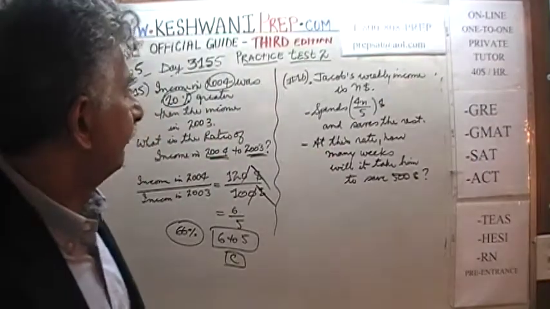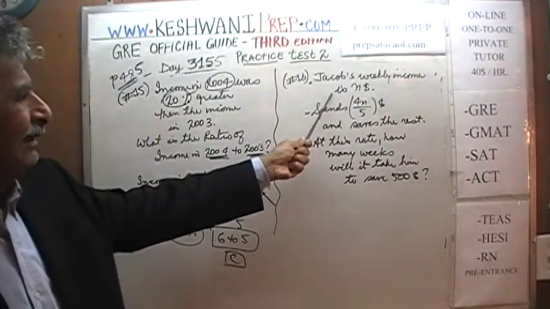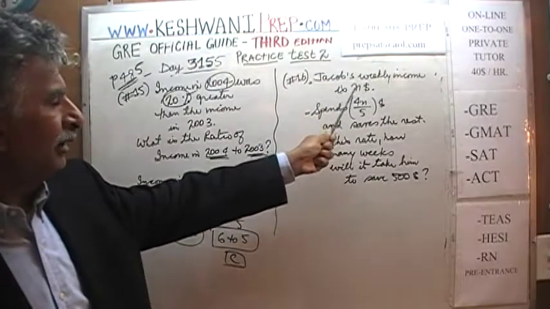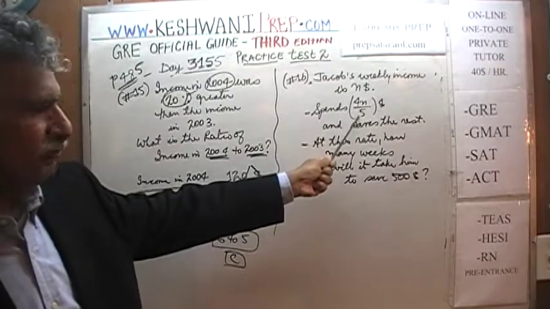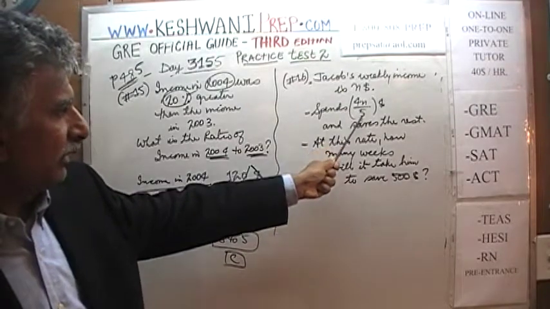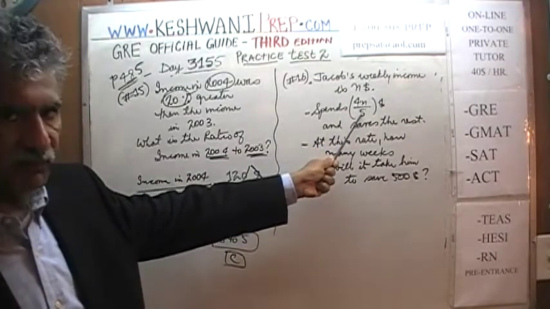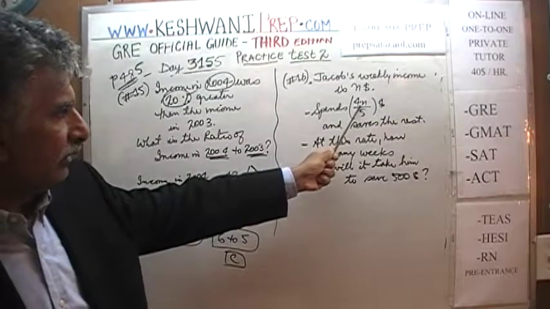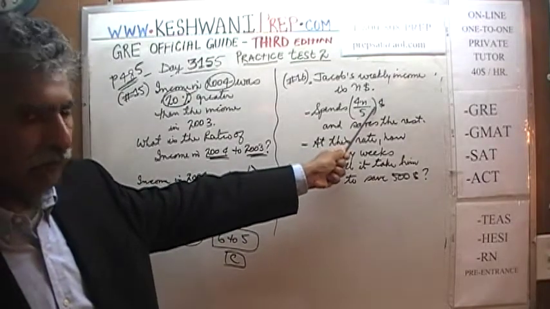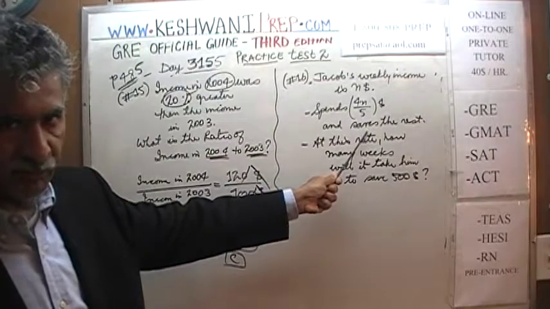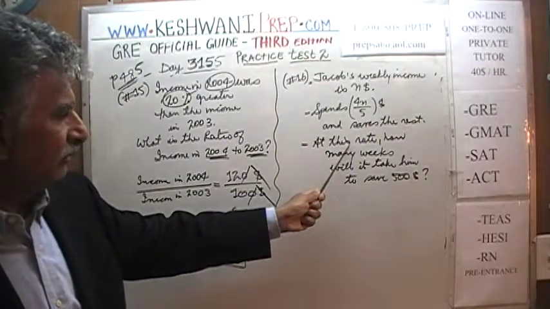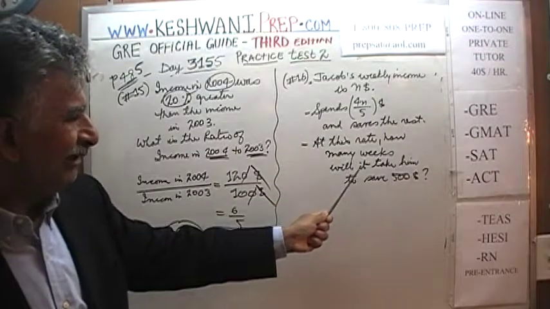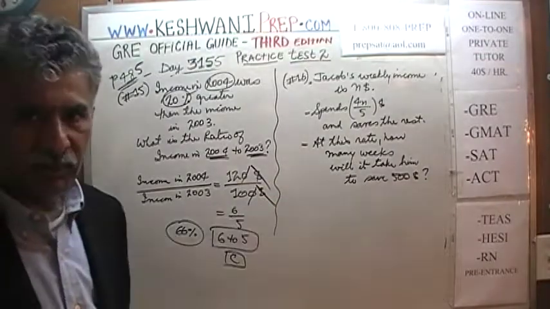Let's take a look at this one. It says Jacob's weekly income is N dollars. We are further told that out of that N dollars, he spends 4/5 of that amount. He spends 4 times n over 5, which is the same as saying 4/5 of n. He spends 4/5 of his income, and he saves the rest. If he spends 4/5, he saves a fifth of his income. The question simply is, at this rate, how many weeks will it take him to save $500?